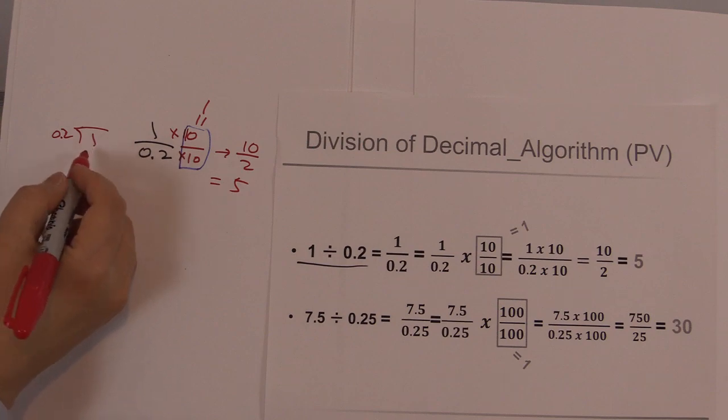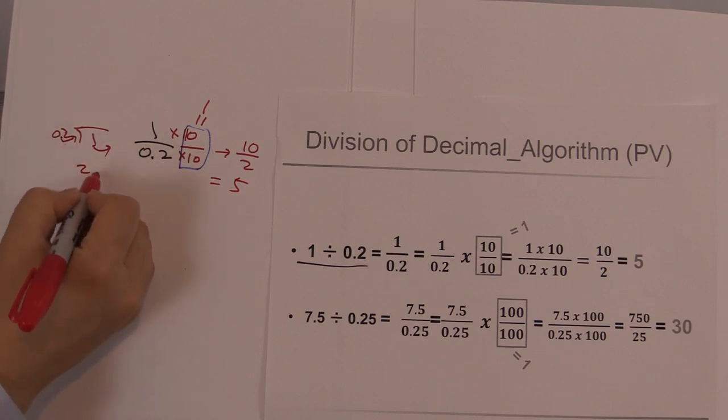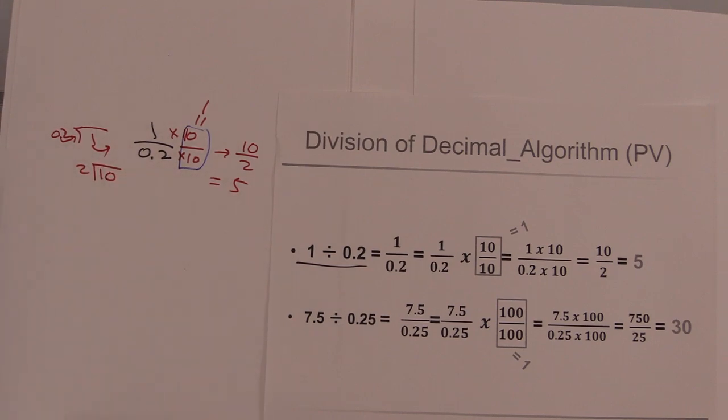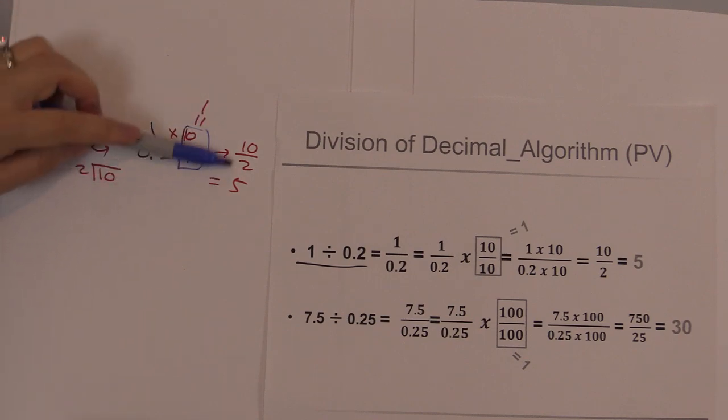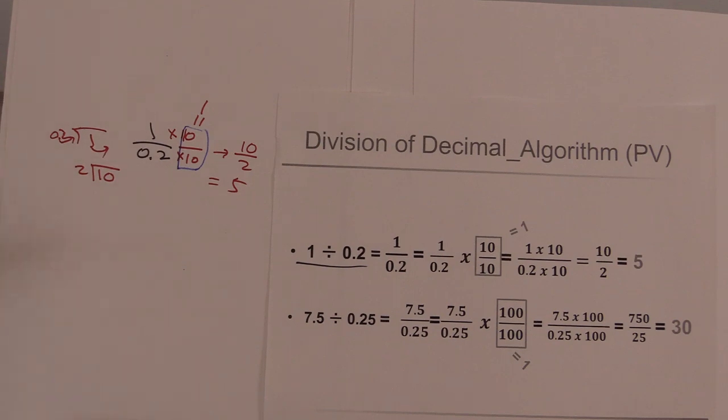So here, originally we are doing this, so we're going to change it to 10 divided by 2, and the same as here. We don't need to go back to any decimals here because we didn't change any value. We just multiplied by 1. Does it make sense?